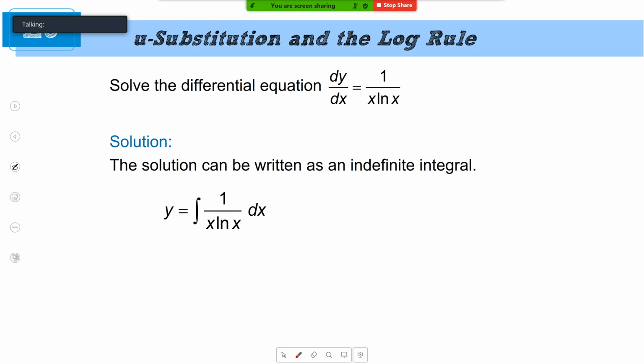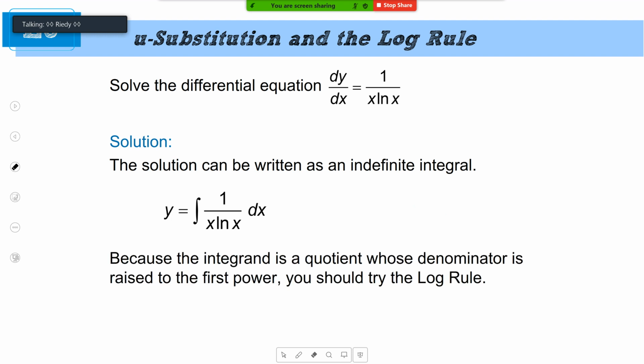Okay? So remember, solving a differential equation, I'm working backwards to figure out what the function is that generated that derivative. So I want to take the integral of 1 over x times the natural log of x. And by the way, this is not the natural log of the absolute value of x times the natural log of x. You can't just take 1 over something and say the natural log. This is bad. We're going to have to do it a different way.